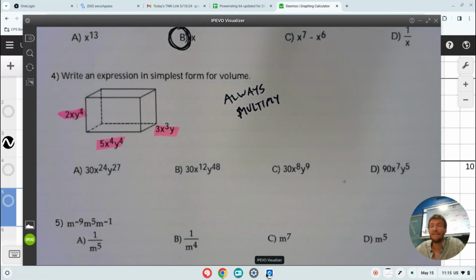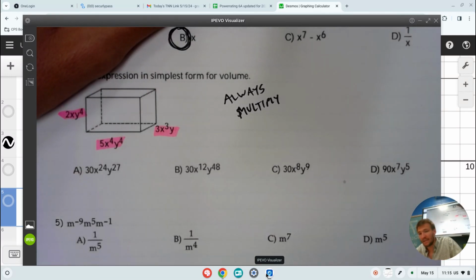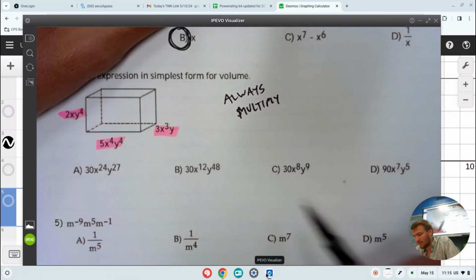If you're looking at a shape and you don't get a formula and it doesn't tell you, hey, in order for this question, I need you to add these together. Or, hey, in order for this question, I need you to do a triangle formula, which is 1/2 base times height or something like that. If it doesn't tell you any of that, always multiply.